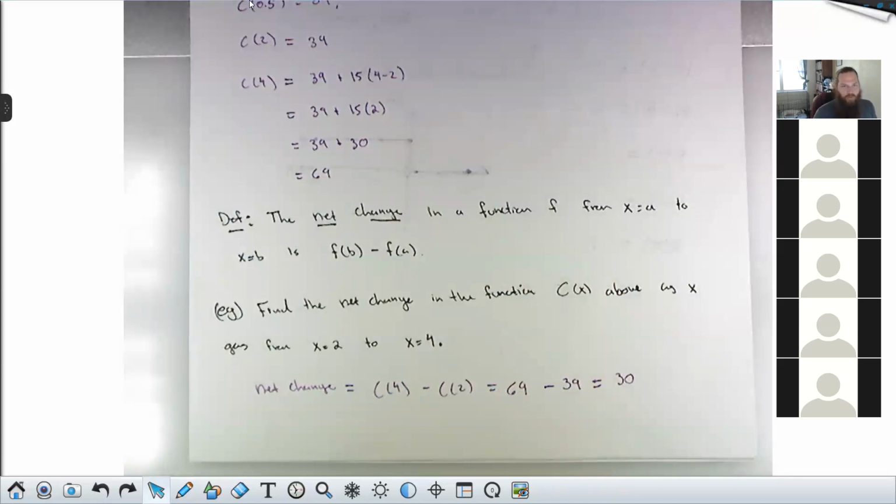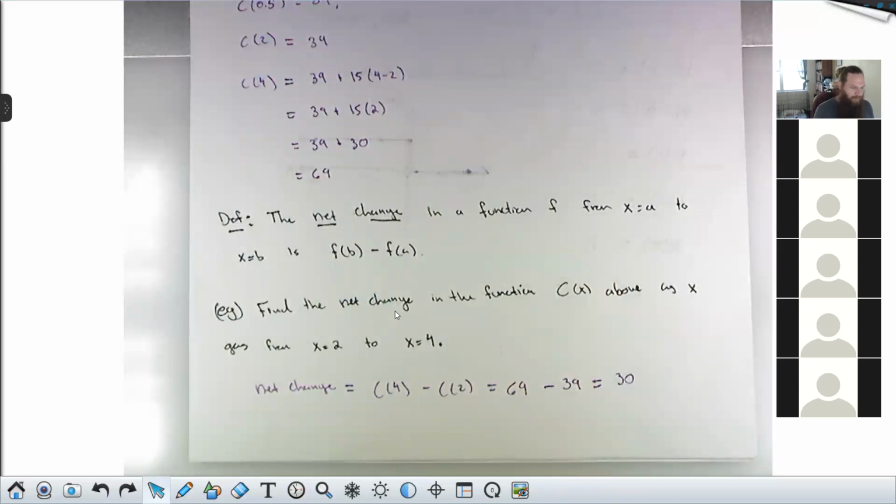So if this function C was measuring something like cost, maybe the inputs here are like hours spent on your cell phone or something, the old cell phone plans, then how much does the cost of your cell phone plan go up as you go from talking for 2 hours to talking for 4 hours? Well, that cost goes up by 30. That's the net change. It's just the change in the output.